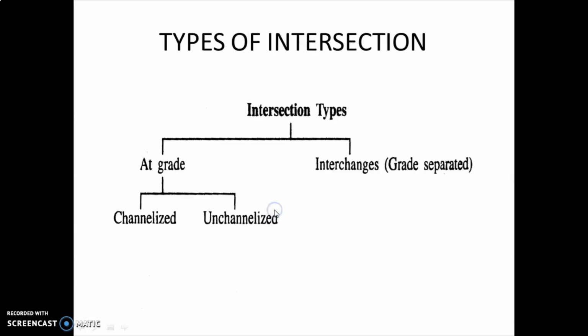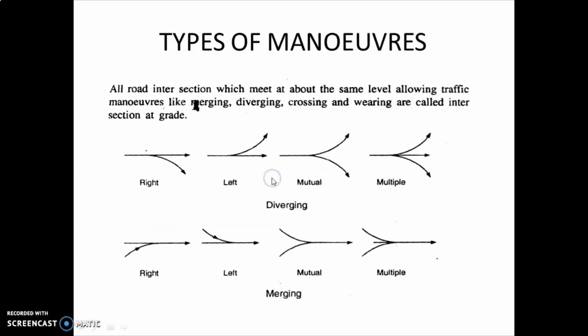Okay. Now, intersection types: there are two types, at grade and interchanges. That is the grade separated. At grade is again channelized and unchannelized. Now types of maneuvers. All road intersections which meet at about the same level, allowing traffic maneuvers like merging, diverging, crossing, veering, are called intersections at grade.